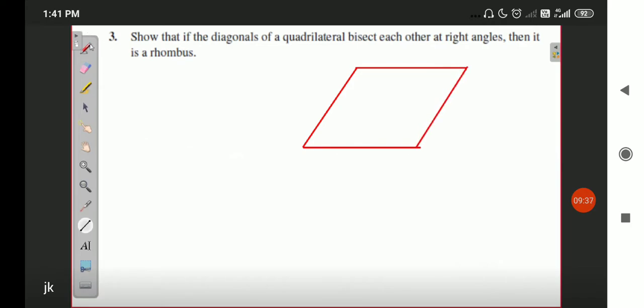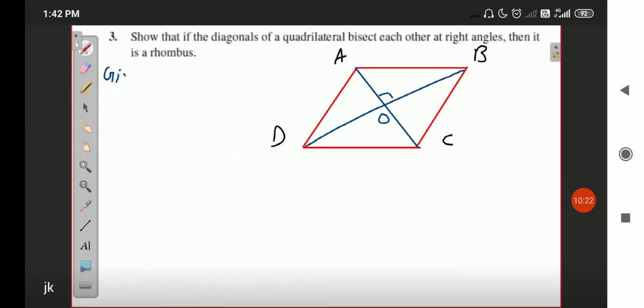Let us name it A, B, C, D. The naming of the rhombus is not given to us, so we will just take it as A, B, C, D. And show that the diagonals of a quadrilateral, this is a quadrilateral A, B, C, D, that is given to you, bisect each other at right angles. What is also given to us is that these diagonals, this is diagonal DB and this is diagonal AC. What is given to you as well is that this angle is 90 degrees. We will mark it as point O.